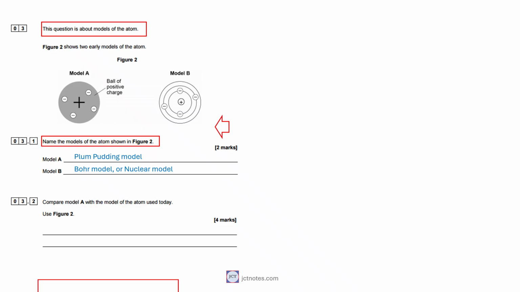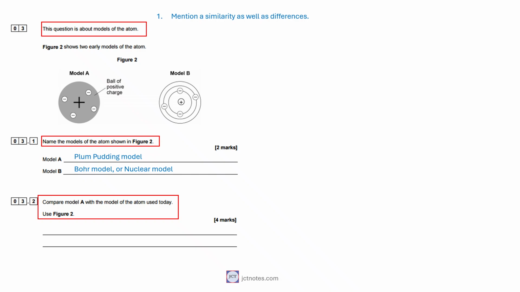Question 3.2 is a 4-mark extended answer question asking us to compare Model A with the modern atomic model we use today. Before we write anything, let's look at what the examiners said about this specific question. To get into the top marks tier, you must do 2 things. First, mention a similarity as well as differences.